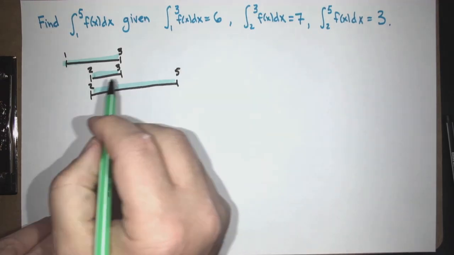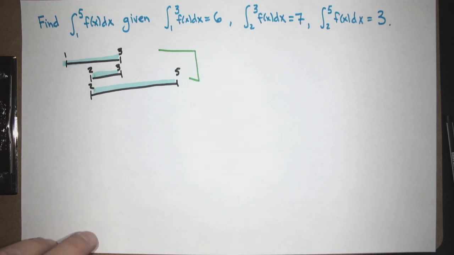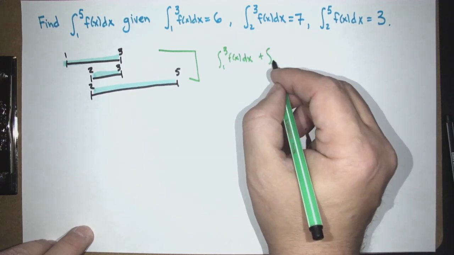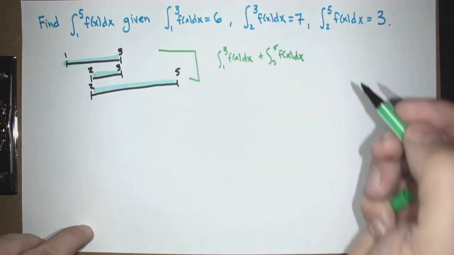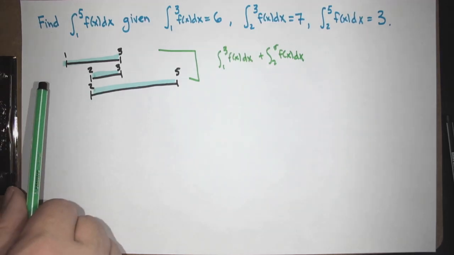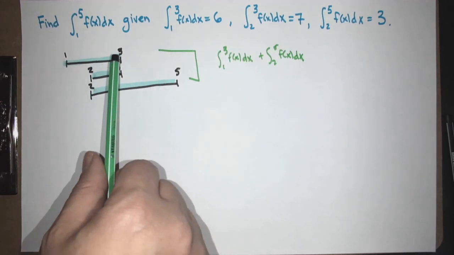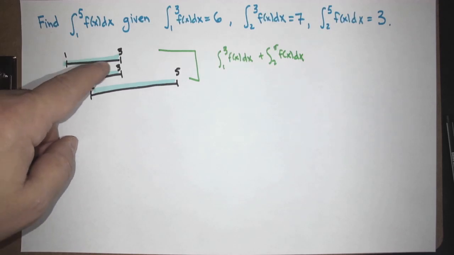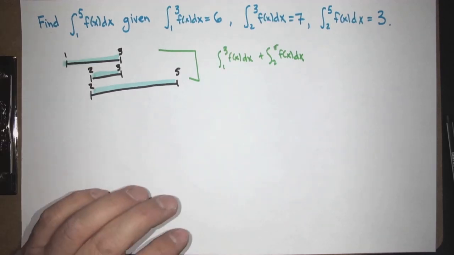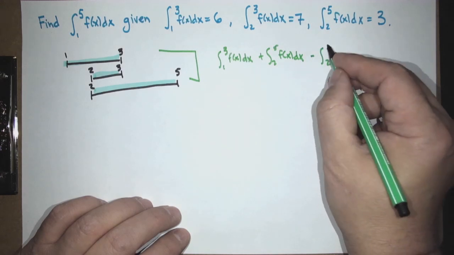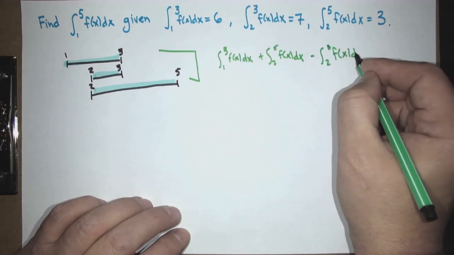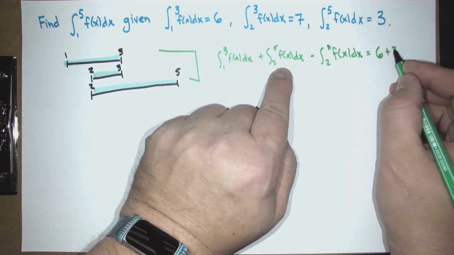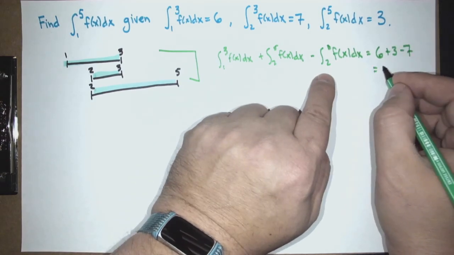Okay, so there's a suggestion that says, hey, look at these last and first ones. If you add 1 to 3 of f of x dx, and you add 2 to 5 of f of x dx, then what have you done? Well, you've done a pretty good job. You've covered everything from 1 to 5, except you've over-counted in some case. So you need to account for this part here. And how do you account for that? Subtract, because you did it twice. So 2 to 3 f of x dx. And this works great. What does that turn out to be? 6 plus 3 minus 7 are 2.